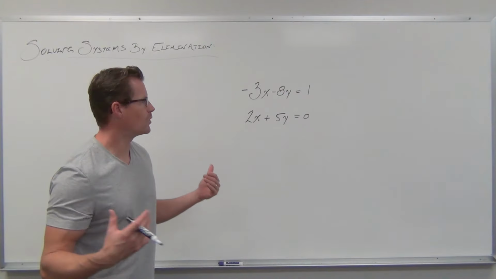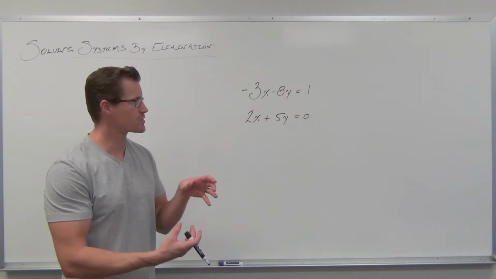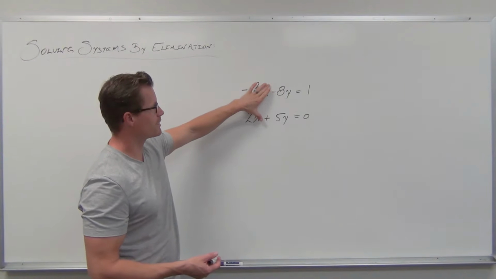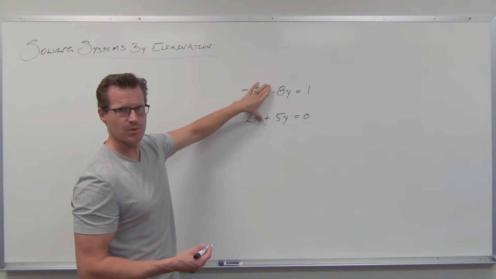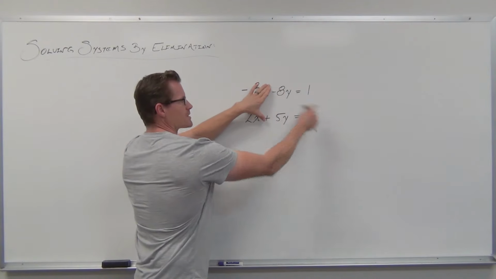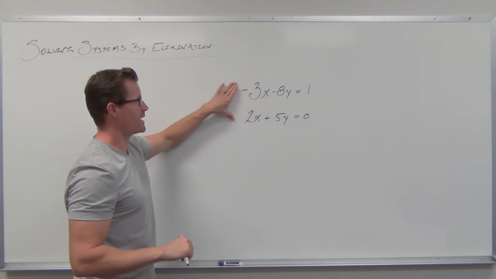After that, I'm thinking, well, what pair of variables would be easier to get opposite terms? If I look at the y's, yeah, you know what, they have opposite signs, but the LCM, the least common multiple there is 40. I'd have to multiply this by 5 and this by 8 to get 40. That's a pretty large number. So I'm going to look over my x's.